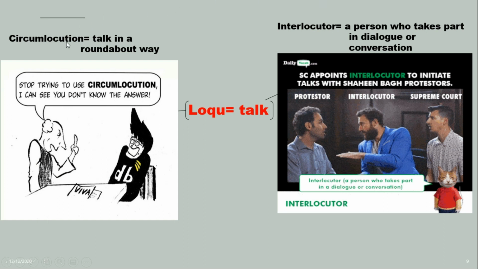Next word, circumlocution, talk in a roundabout way. Here see the example. Stop trying to use circumlocution. I can see you don't know the answer. Next, interlocutor, which means a person who takes part in a dialogue or conversation. SC appoints interlocutor to initiate talks with the Shaheen Bagh protesters. Again, let us look at these two meanings. Circumlocution, talk in a roundabout way; interlocutor, a person who takes part in dialogue or conversation.